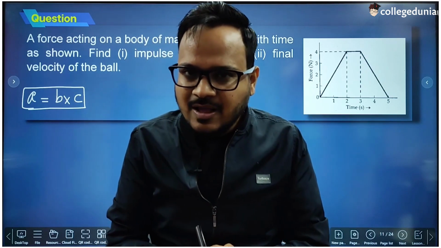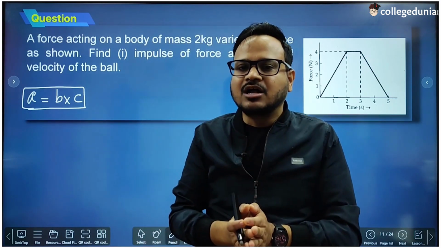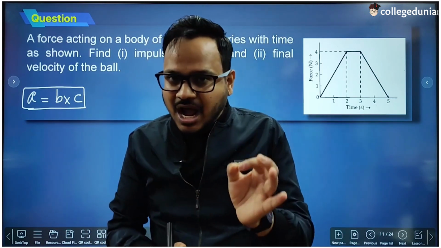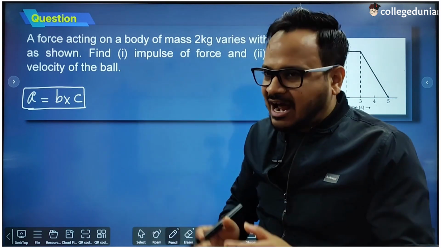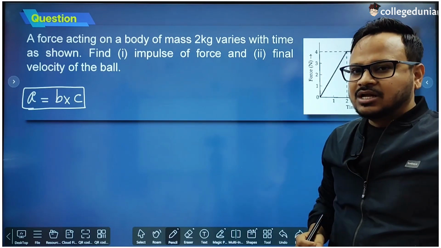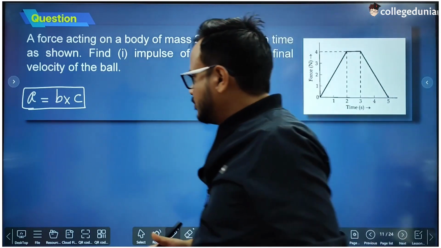Similarly, work is the product of force and displacement, and to find work, we find the area under the force displacement graph. And now here, since impulse is the product of force and time, graphically if we have to find the impulse, we will find the area of the force time graph.